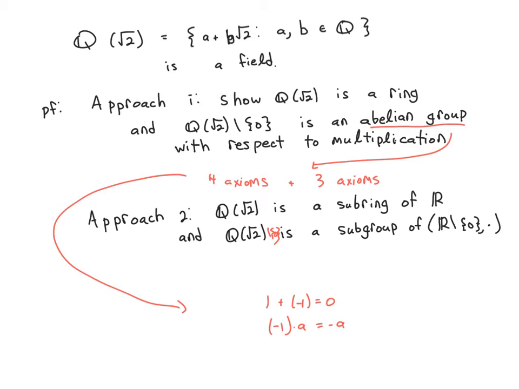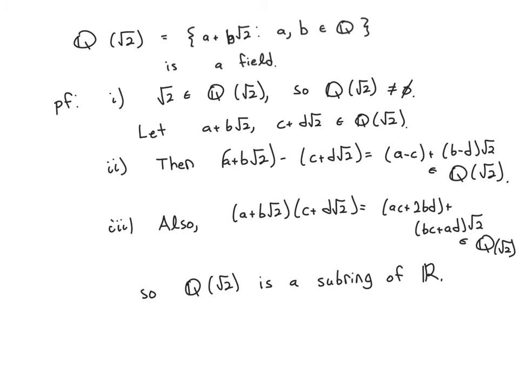Depending on the conditions you're using, if you're using the subring criterion, that's 3 conditions. One of the subgroup criterions would give you an additional 2, but there's an overlap there. So you have 4 things to show. So obviously we're going to go with approach 2.